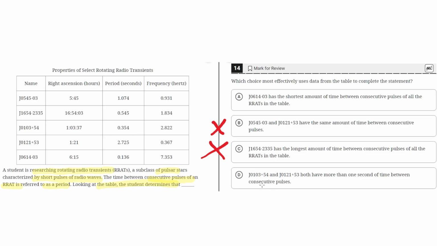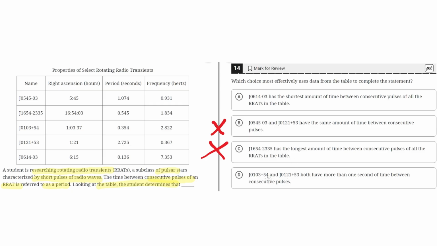D. J0103+54 and J0121+53 both have more than 1 second of time between consecutive pulses. So this is saying that these two pulsar stars have a period of greater than 1 second. So if we were to look for these pulsar stars in this table, we would find that J0103+54 is right here. It has a period of 0.354. And the other pulsar star is right here. It has a period of 2.725.